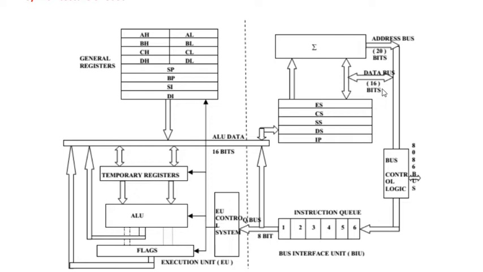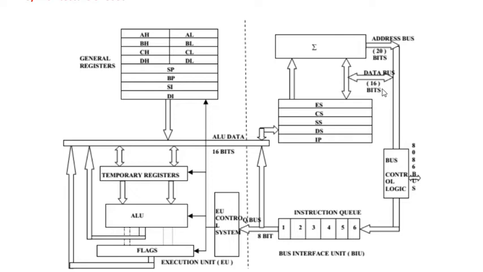Then we have the pointer registers. We have the stack pointer register and the base pointer register. We have the source index register and the destination index register. So all of these four registers, which are stack pointer, base pointer, source index and destination index, are all 16-bit registers.